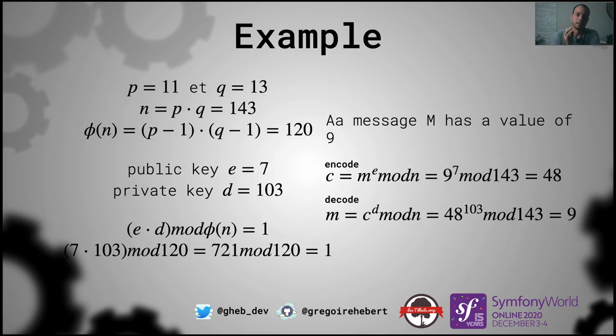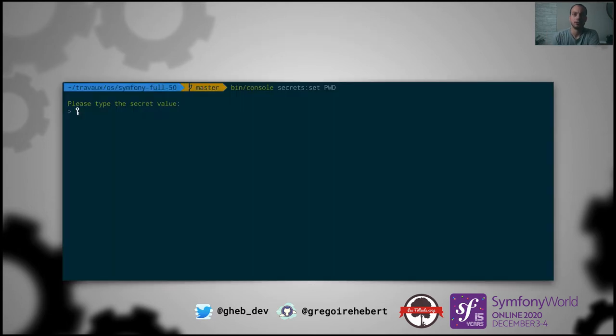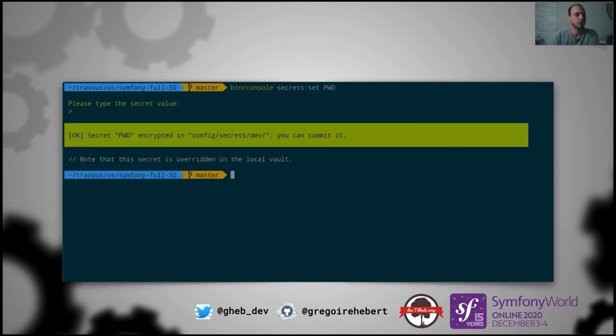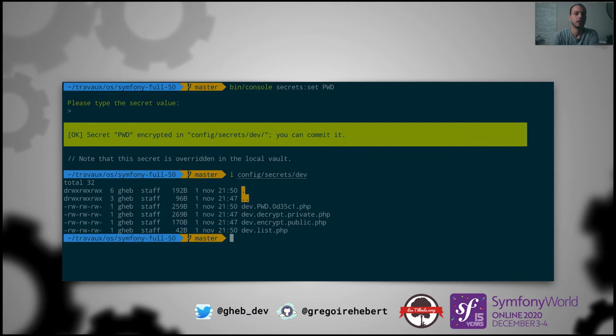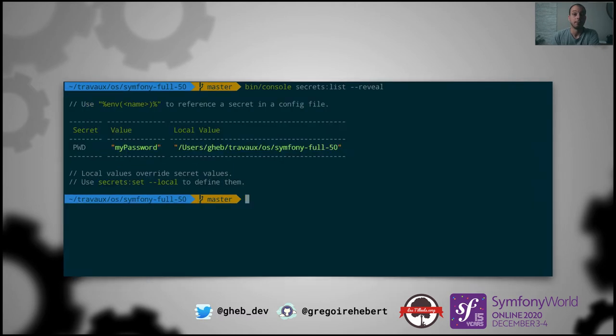Can you enter bin console secrets set and pwd for password? It will ask you to type in your password and it will store it into a new file. If you open that file, you will see that this is just garbage. You can't use it as is. If you want to display it in your console, you can use secrets list or even secrets list --reveal. With that, you can display your values encoded or decoded.